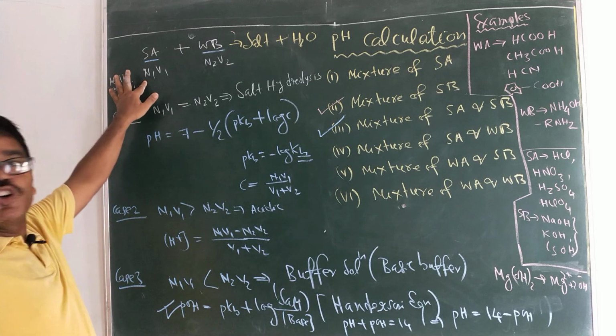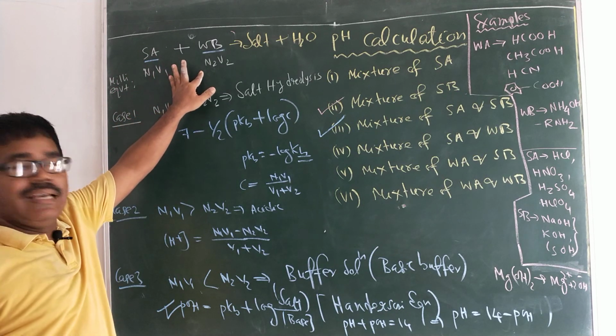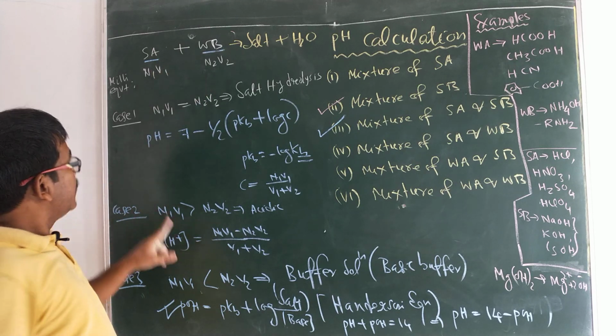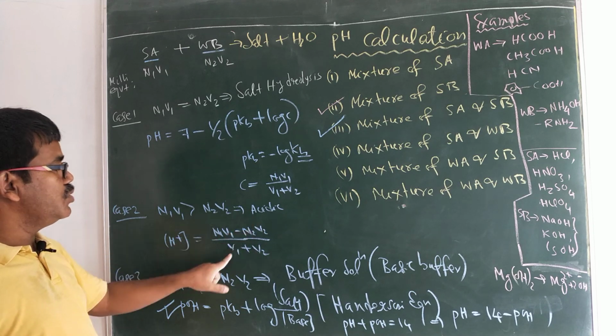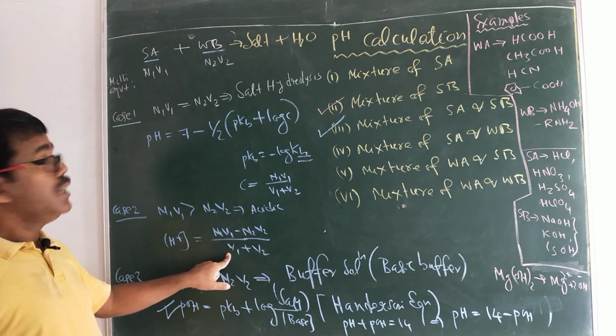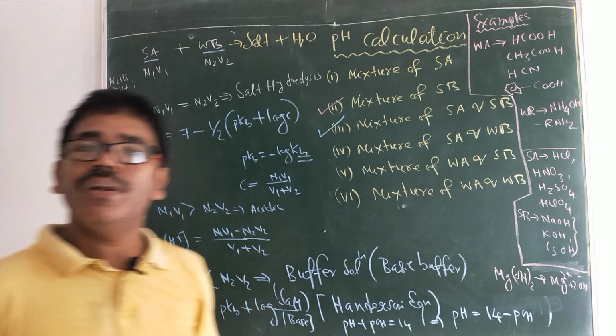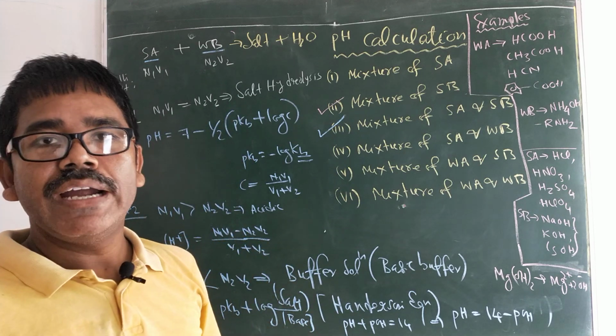And when the milliequivalent of the strong part is greater than the weak part, it is simple, as with a strong acid and strong base: the solution will be acidic. The H plus concentration will be (N1V1 minus N2V2) by (V1 plus V2). If both of them have the same milliequivalent, this is the case of salt hydrolysis.